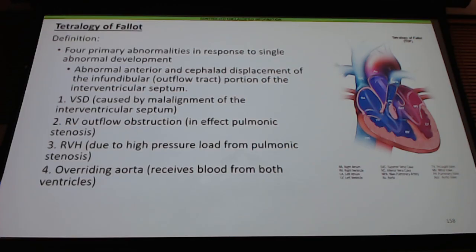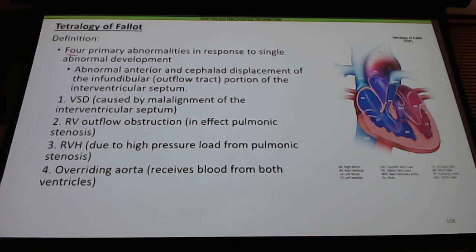And then we moved on and started talking about cyanotic congenital heart lesions. We talked first about tetralogy of Fallot, which is made up of 4 primary abnormalities that all come down to this anterior encephalad displacement of the infundibulum of the ventricular wall. With that distortion of the normal anatomy, they have a ventricular septal defect because the superior and inferior parts didn't come down and meet each other to give you that clear distinction of left and right.